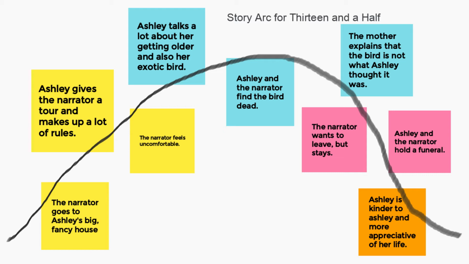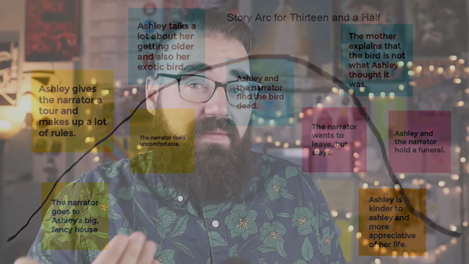But now we're starting to level off. Things aren't getting weirder. This weirdness has changed our character. The narrator is actually kinder now to Ashley, and she appreciates her life more. So if we're looking at a realization or a change in our character at the end, there it is. That through this, the character is sort of like, sympathy.